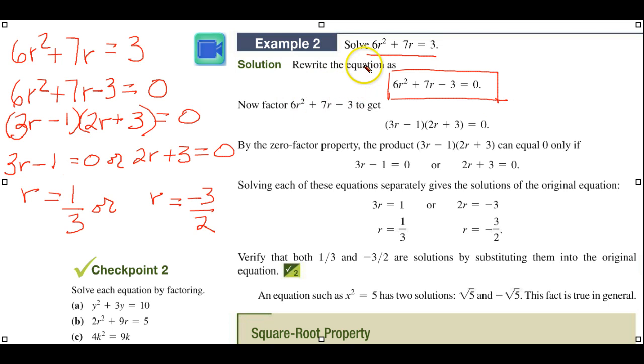Here they're asking to solve this quadratic equation, and we're using the technique of, once we put it in standard form, to factor it. Take each of the factors, equal it to 0. And that's that old principle AB equals 0.